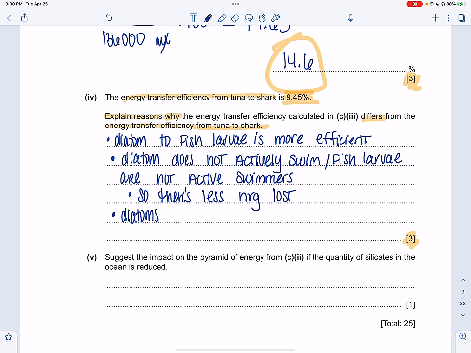Diatoms, they're microscopic, so they can be eaten in one bite. Where a shark cannot eat a tuna in one bite. Like, no way. Tuna are massive. Shark can't eat a tuna in one bite. And of the bites that it even does take, there's going to be some scraps and tuna pieces that fall out of its mouth and sink to the seabed or get eaten on their way down to the seabed. Diatom's going to be eaten in one bite.